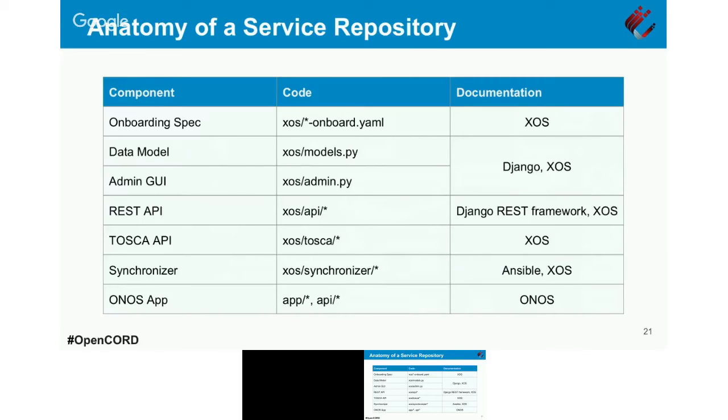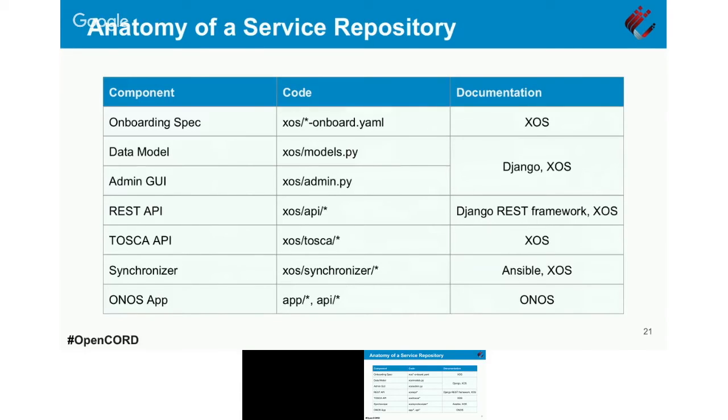There's a data model and an administrative GUI. Those are both done per Django. So if you're familiar with Django, you'd have a pretty good idea of how to create a data model. There are some extensions that XOS has, but in general, it's very similar to what Django has. The APIs for REST and TOSCA: the REST case is provided through the Django REST framework, which is sort of a best of breed REST framework, and the TOSCA API is implemented through XOS.